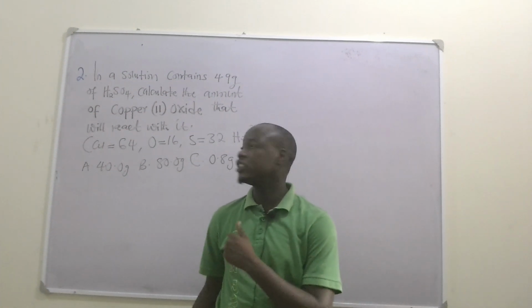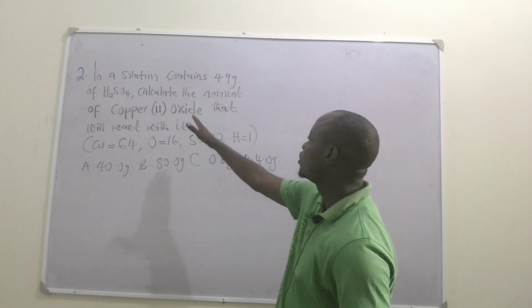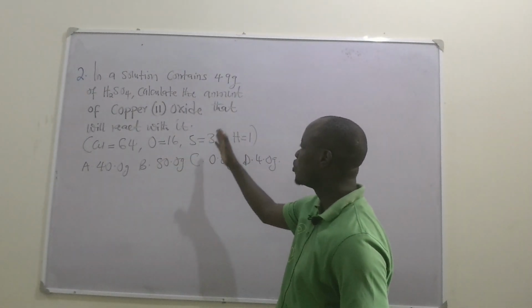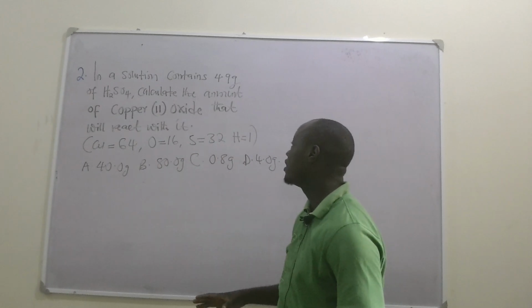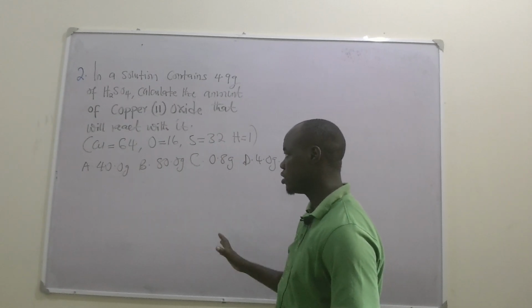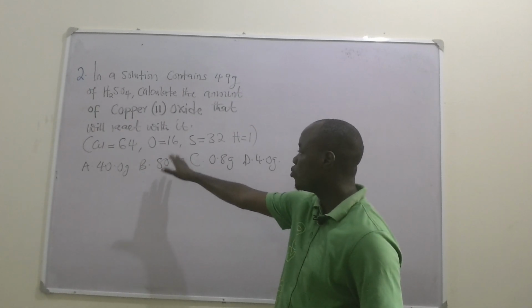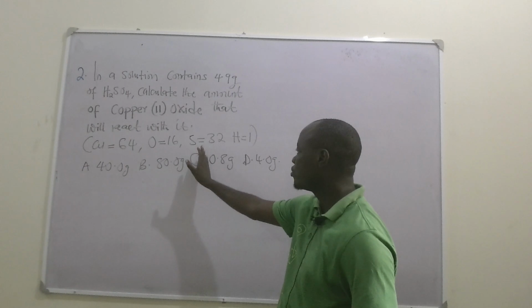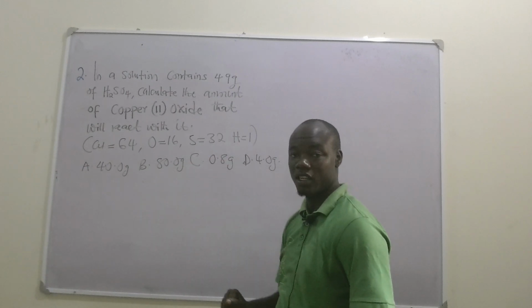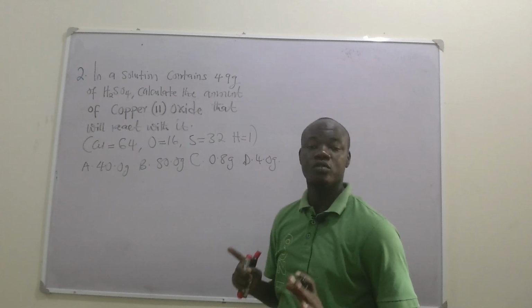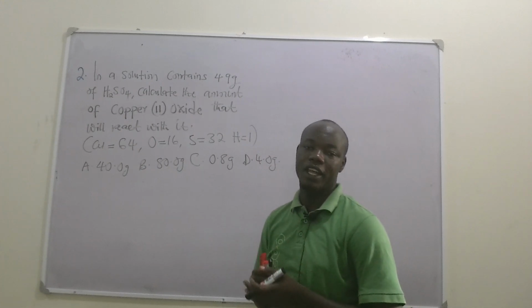So we have another question here. The question says a solution contains 4.9 grams of H2SO4. Calculate the amount of copper oxide that reacts with it. We have the molar mass of copper 64, oxygen 16, sulfur 32, and hydrogen is 1. So what are we going to do? The first thing that we are going to do here is to write the equation of the reaction.